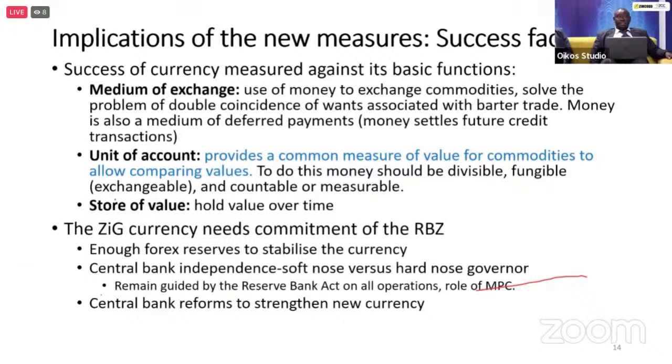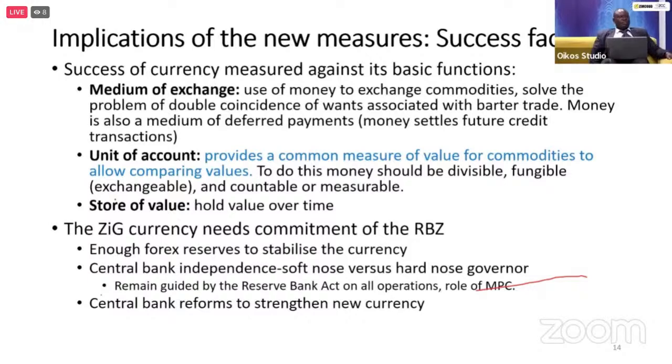If you are able to exchange your money for goods and services, so far so good. If it's able to serve as a unit of account, you can actually compare different commodities using the value of money, or the value of currency. Then it's actually useful as a unit of account.